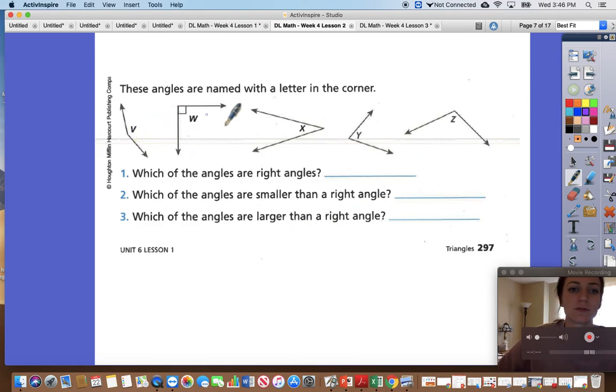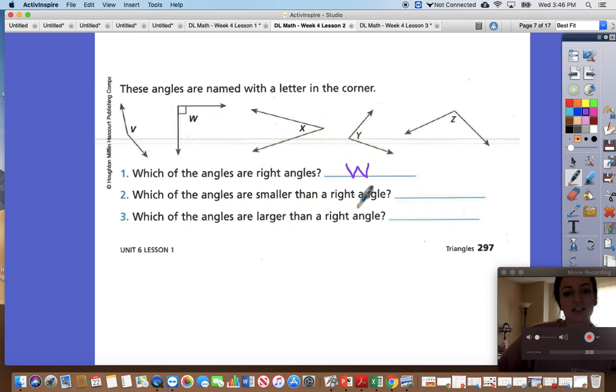These angles are named with a letter in their corner. They just put letters by each one of these angles so they could say, hey, look at angle X. So they just named them. Which of the angles are right angles? There's only one. It's W, because W has a square in the corner showing that it makes a perfect square. Everyone see that shape? It makes a square. So that is the only right angle in all of these angles.